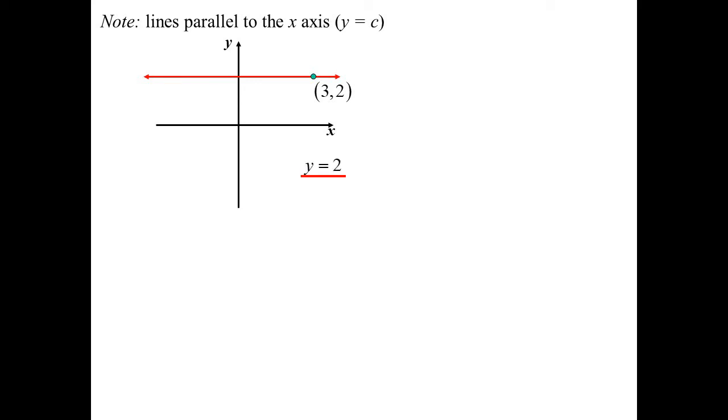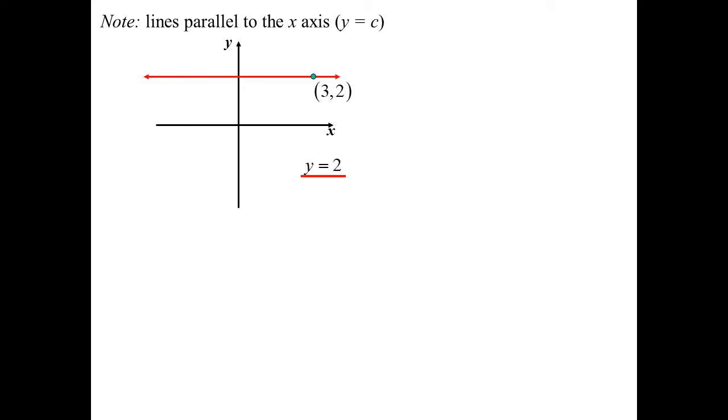Now, there are some special lines that don't fall into that y equals mx plus b necessarily. So parallel to the x-axis will always give us y equals a constant number. Yeah, I guess you could say that's still y equals mx plus b, because the slope of a horizontal line would be 0. So technically you're going 0x plus b. So there's my horizontal line. I know it goes through the point (3, 2). Therefore, it has the equation y equals 2.